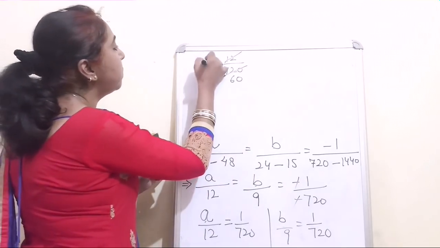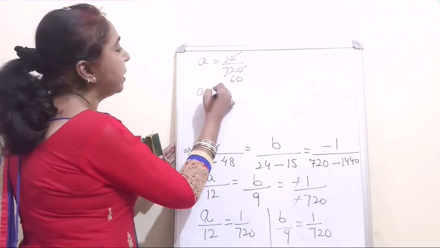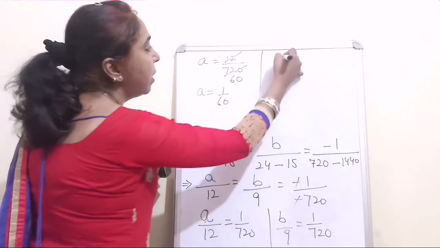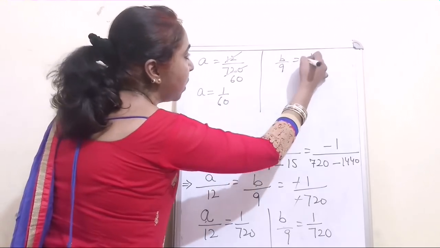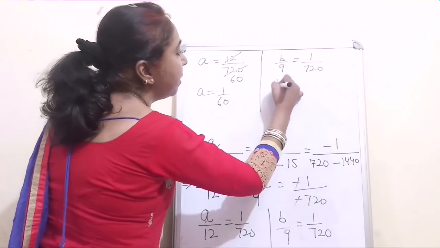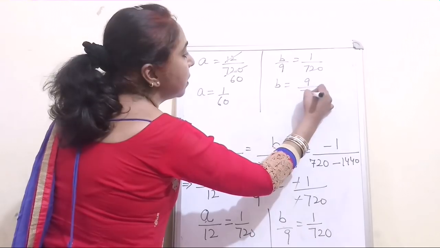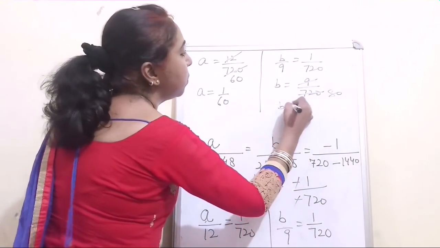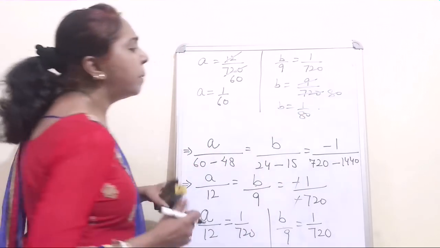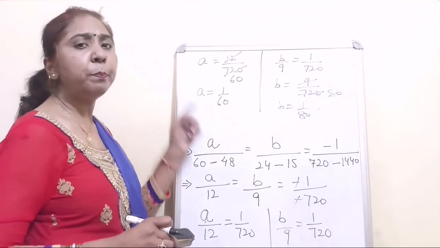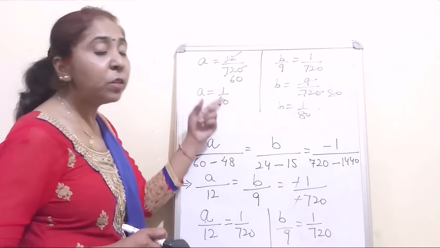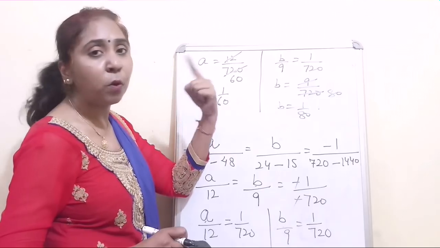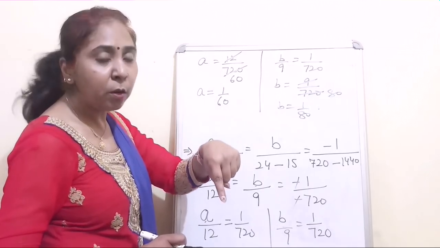Now this is also A, and we'll get A equal to 1 by 60. Similarly from here, B by 9 is 1 by 720 and B is equal to 1 by 80. Yes, B equals 1 by 80. But originally we supposed the speed as x and y. The speed of the train was x kilometer per hour, and the bus was y kilometer per hour.